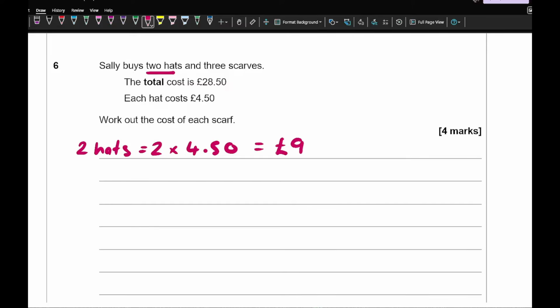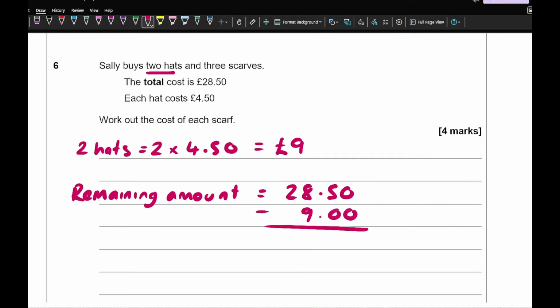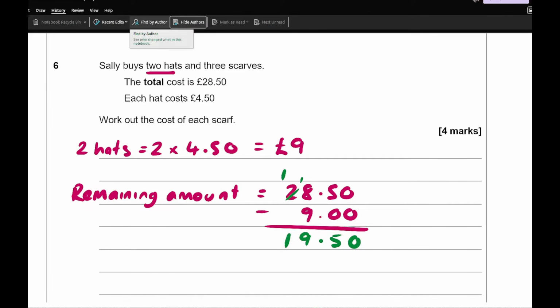Now to work out the remaining amount, we do £28.50 minus £9. So using subtraction, we've got 0, 5, we borrow 1, and that becomes 18, so that becomes £19.50. And what we need to then do is that is the price of 3 scarves.